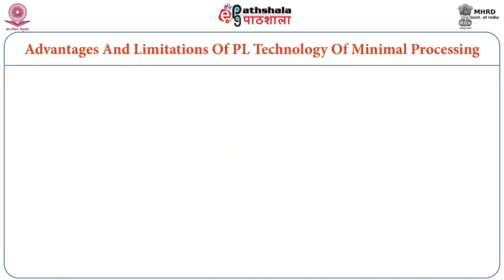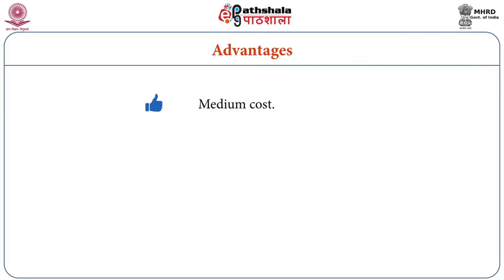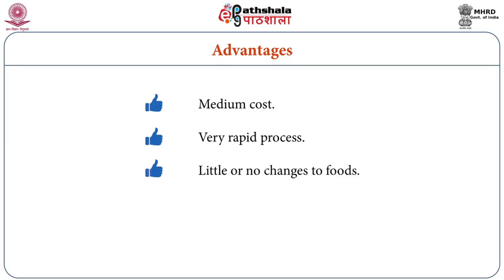And a few advantages and limitations of this pulsed light technology of minimal processing. For example, advantages are medium cost, very rapid process. In a few seconds your process will be complete. Little or no changes to foods. The changes in foods are very less because only the organisms present on the surface of the food get inactivated. And low energy in food. Once your capacitor is loaded with high energy, then you are using it for only a few seconds. That means the energy consumption is very less when compared to other processing technologies.